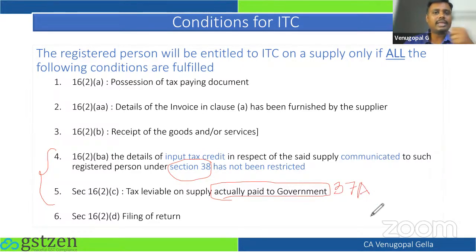So this new rule 37A gives even more power to the government to withdraw or take back the credit which is already with you. So if you have availed the credit, but the supplier for some reason has not paid the taxes, the government will take it back.